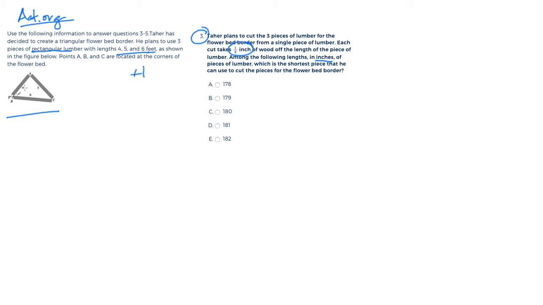But let's see how many inches we've got here. So I have 4 plus 5 plus 6. So 6 plus 4 is 10, plus 5 is 15. I multiply that times 12 to get into inches rather than feet. And the answer here is 180. I add the 1 for the loss here, and the answer choice is D.